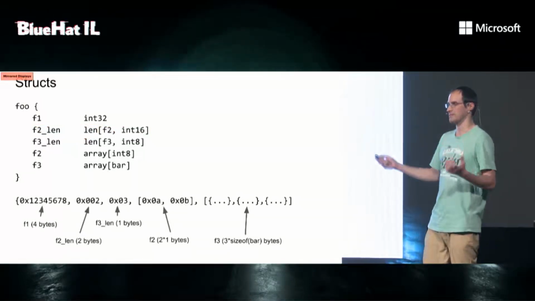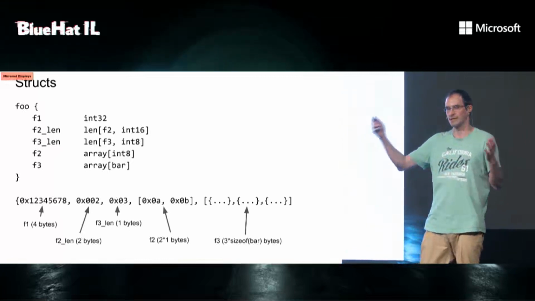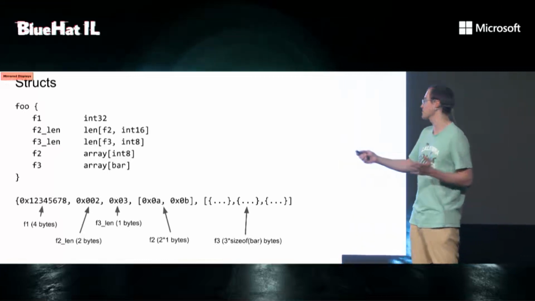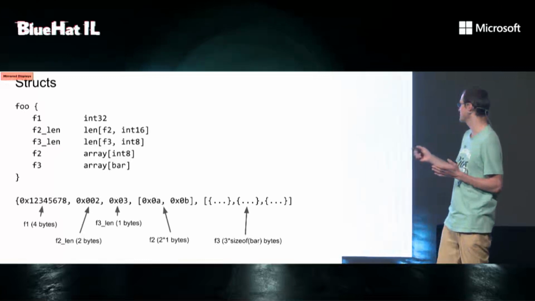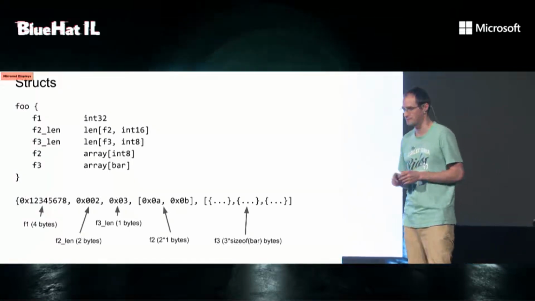So when we generate a particular instance of this structure, as I said, this will be just a single chunk of memory where we will have, say, three integers first and then some number of elements for the arrays.